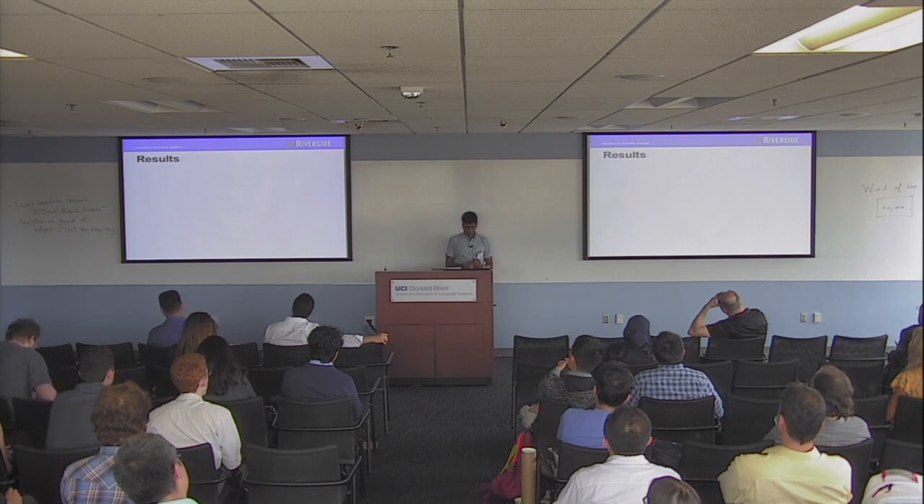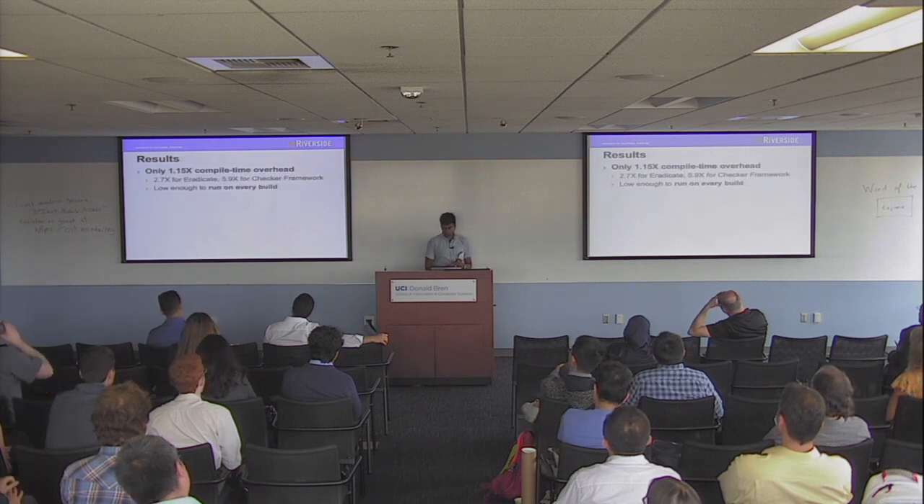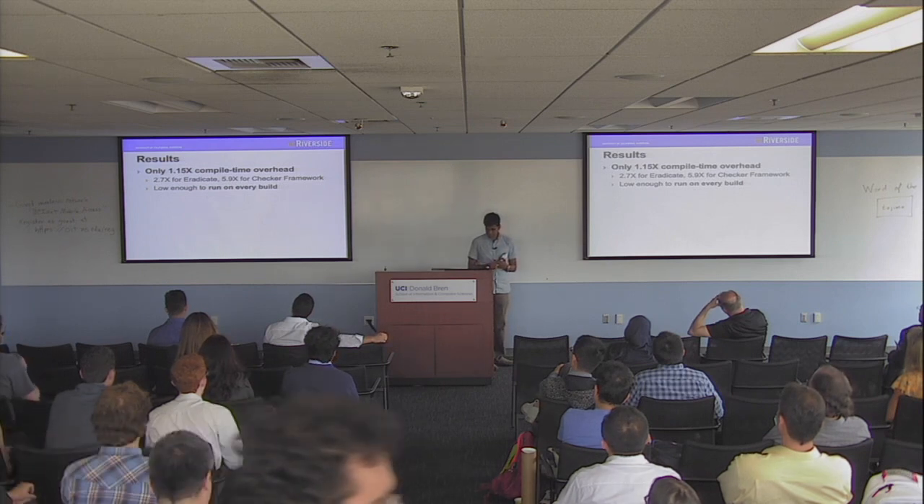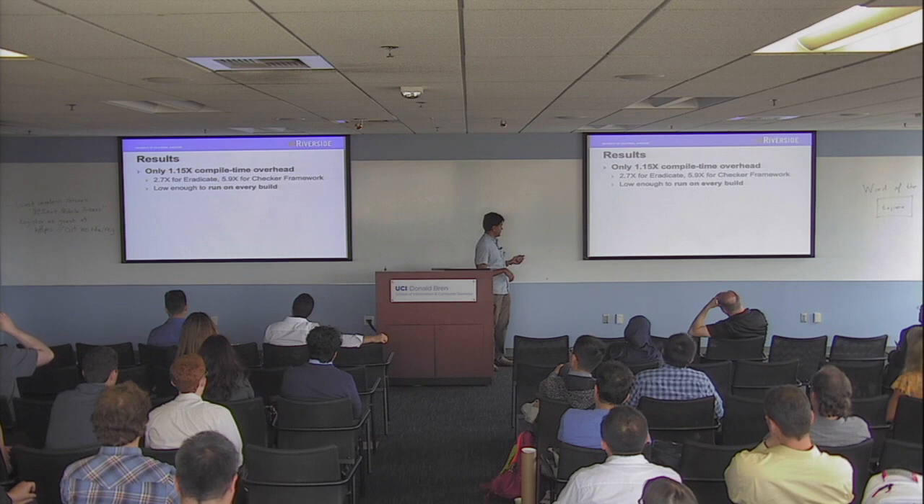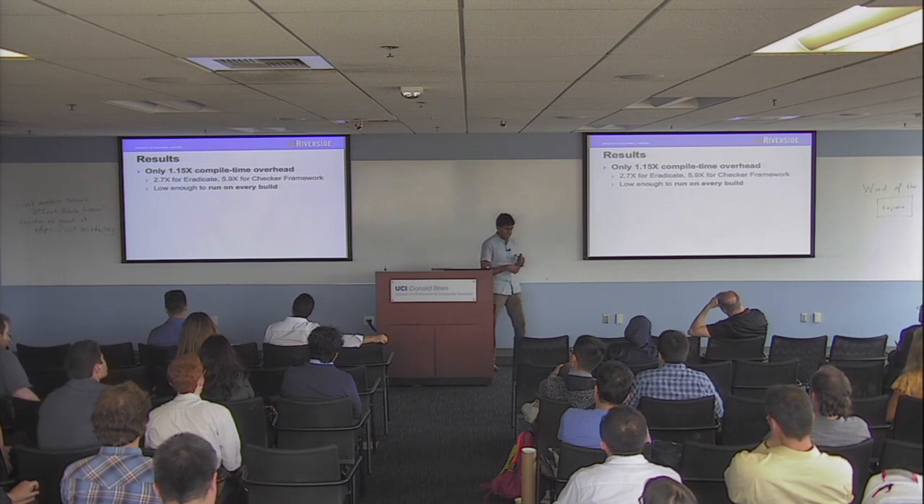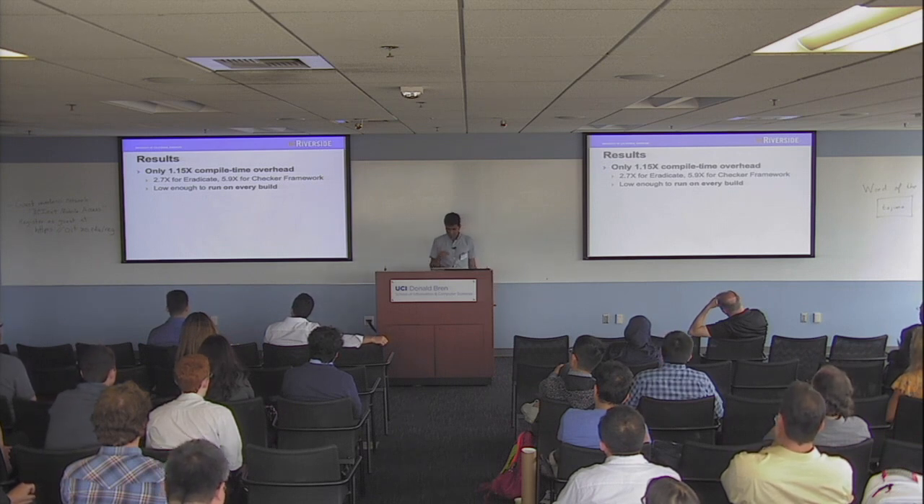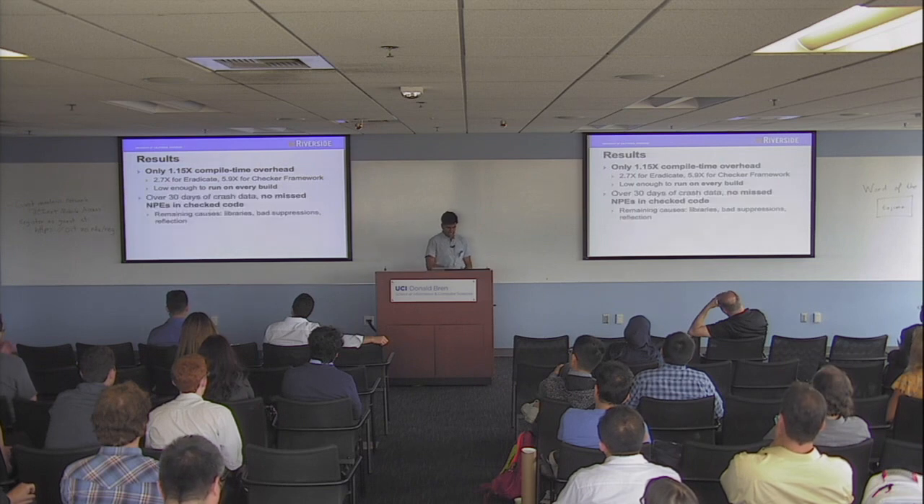So in terms of our results, the overhead was quite low compared to previous systems. It's about a 15% slowdown on a compile, and this is compared to, say, 2.7x for Eradicate or 5.9x on average for the Checker Framework. So this is low enough that you can just run this on every single build, and in fact, that's what's done at Uber.